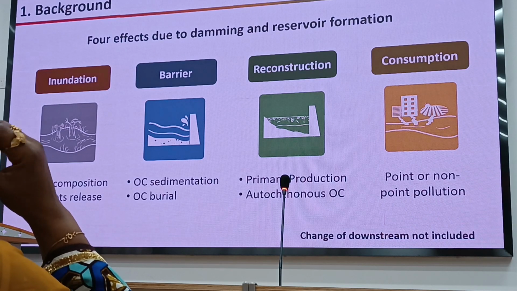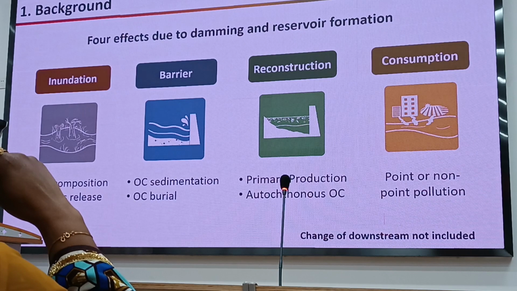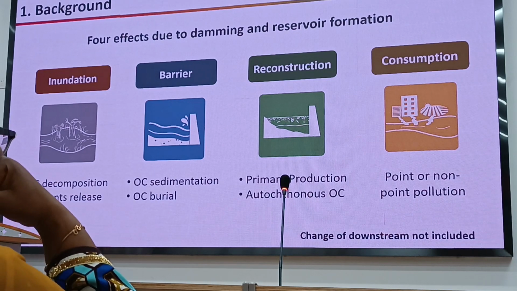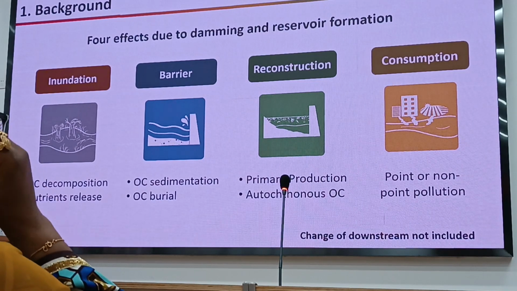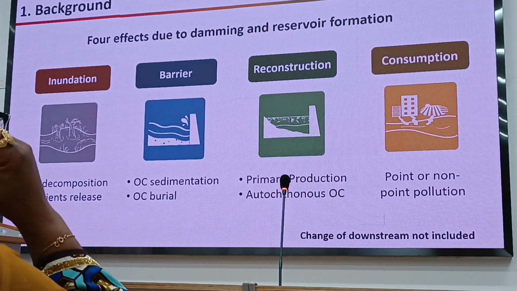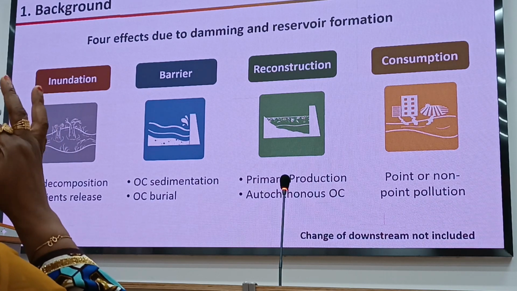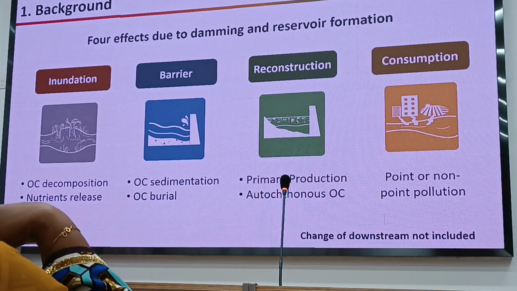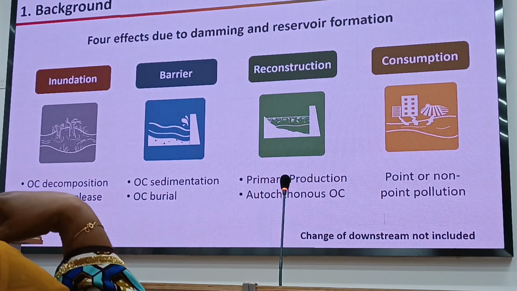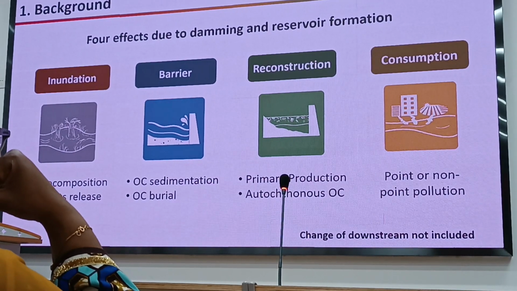And we still have to know about the effect of dams in reservoirs after damming. So we categorize it in 4 aspects. One is the flooding aspect. You know that if you build up dams, you flood a part of land, and if you flood it, organic carbon decomposition occurs, and also nitrogen, phosphorus, and other nutrients are released from the flooding of the dam. And also dams are barriers that stop the sediments.